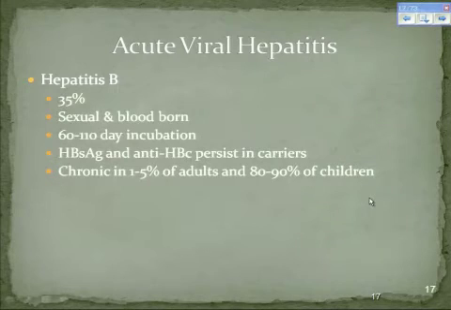But the ones that eventually become big problems are the ones that have chronicity, which occurs in about 1 to 5% of adults. And if you get it as a kid, it becomes chronic in 80 to 90%. The reason chronic hepatitis B is so bad is that it eventually forms into hepatocellular cancer. So you're really trying to avoid getting chronic hepatitis B.